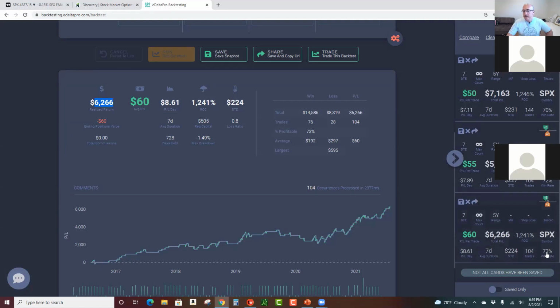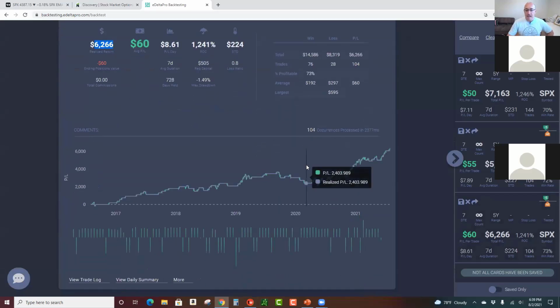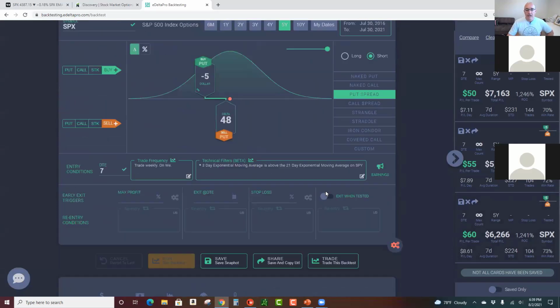So 73% win rate, made a little over 6,000. You're making on average $60 per trade. That's when you combine all the winners and the losers together. And again, if you're risking about $300 a trade and you're making 60, that's about a 20% gain. And if anyone, correct my math too if I say anything wrong. Sometimes I misspeak, but anyway, that is the 5-wide version.